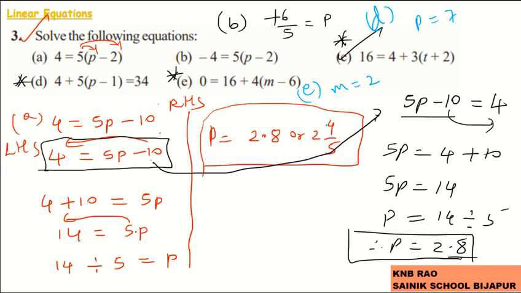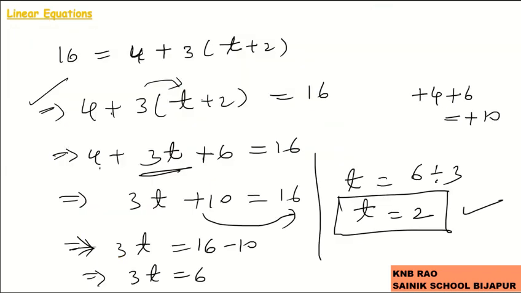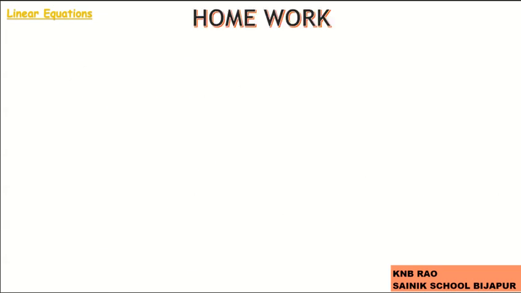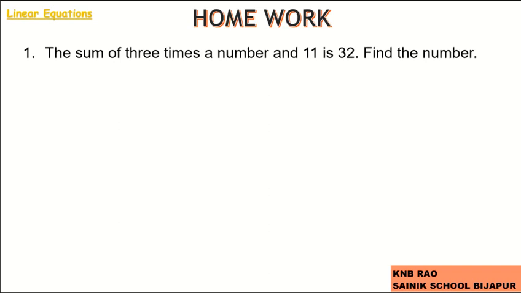So, with this I will complete the third question. Now, here I am going to give you homework for the end of this session. The homework for you for today's session is: the sum of 3 times a number and 11 is 32. Find the number. So, write down this question.